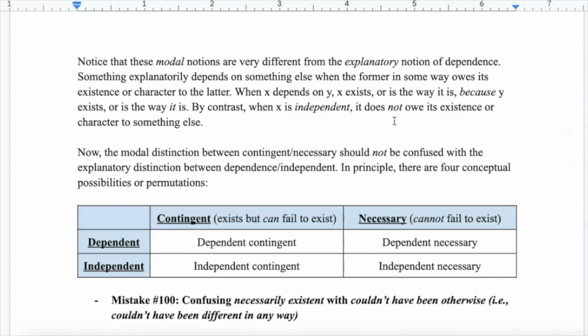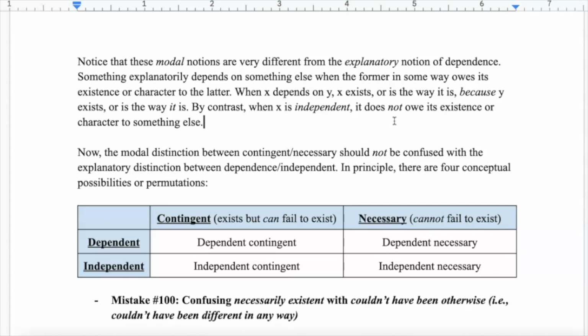So notice that this is different from the modal notions of being contingent and being necessary. Right? To be a contingent object is to be such that it exists, but it can fail to exist. That's very different from being such that it depends on another, like its existence or its character is owed to another in some way, or it has its existence or its character because of something else. And similarly, being necessary is very different from being independent, right? To be necessary is just to be such that it cannot fail to exist. It must exist. Whereas to be independent is not to depend on something else for its existence.